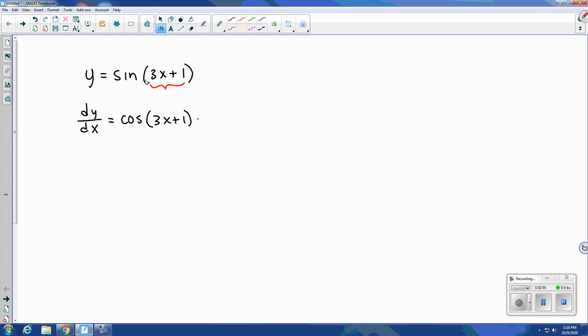So derivative of 3x plus 1 is just 3. And we could reformat this so it is 3 cosine of 3x plus 1 if you prefer that look. So that is the first one.